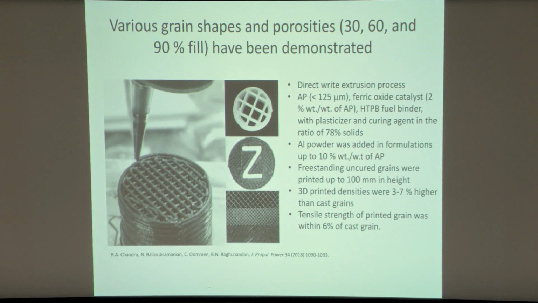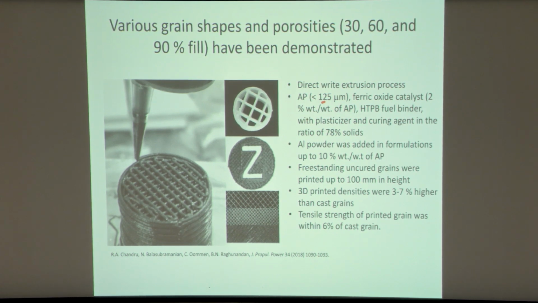Another example of some work, you can see how you can actually change the porosity. This is just an example of doing it. These are not practical examples. But using a direct write extrusion process, again, AP with ferric oxide catalyst. In this case, they've also looked at adding aluminum, with HTPB fuel binder with plasticizer and curing agent in the ratio of 78%. Aluminum powder was added in formulations up to 10 weight percent. Freestanding uncured grains were printed up to 100 millimeters in height. As 3D printed densities were 3 to 7% higher than cast grains, and the tensile strength of the printed grain was within 6% of the cast grain.